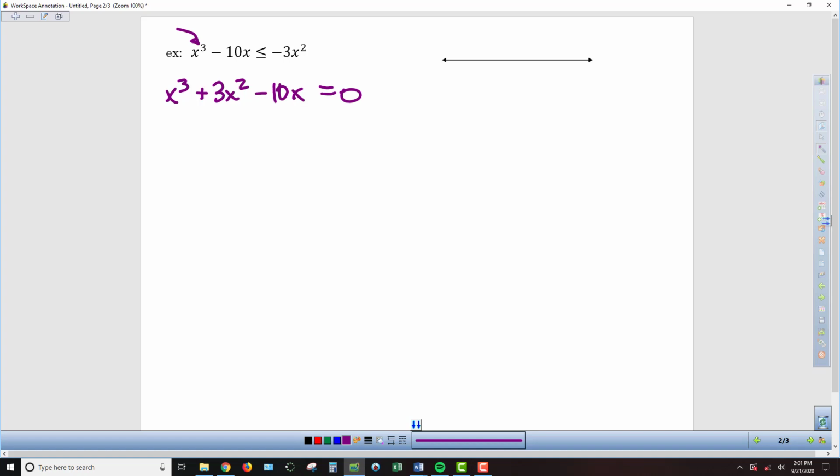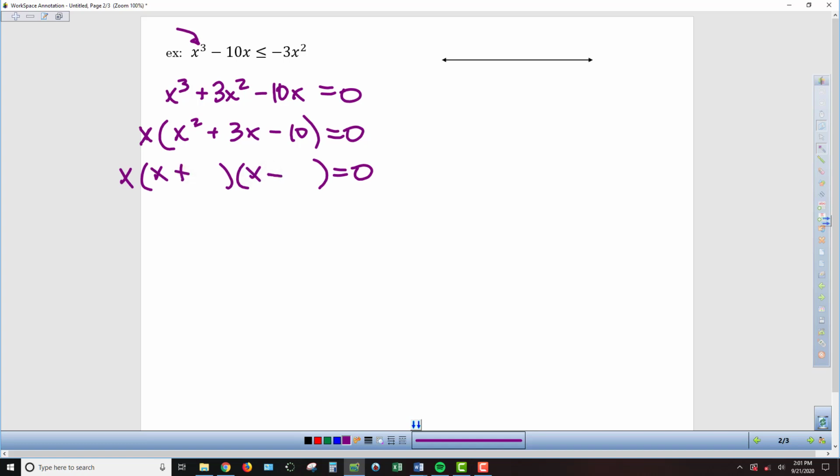Well, the first thing I'm going to do is undistribute an x, so I've got x times (x squared plus 3x minus 10) equals 0. I've still got this x out here, and we don't want to overlook that because that's going to contribute to our boundary points. So I've got x, and then I'm going to break this up into 2 sets of parentheses. It's going to be x and x. I need one of each since I'm multiplying to make a negative. Hopefully we see it's going to be plus 5 and minus 2. So when I add those together, I'll get that 3 in the middle.